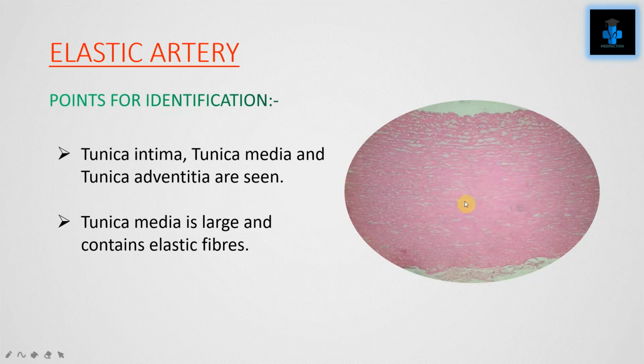Elastic artery. In elastic artery, we can identify tunica intima, tunica media, and tunica adventitia, which are layers. In artery, the tunica media layer is large and it contains elastic fibers since it's an elastic artery.